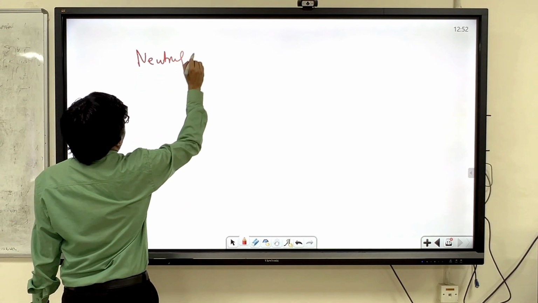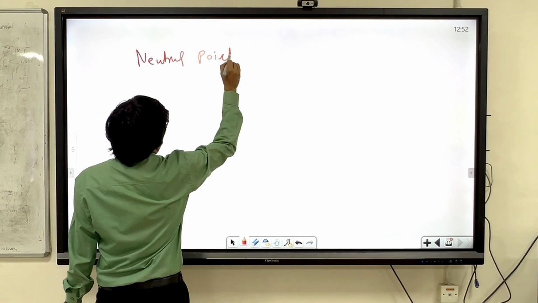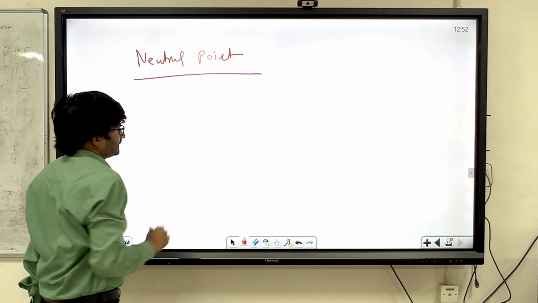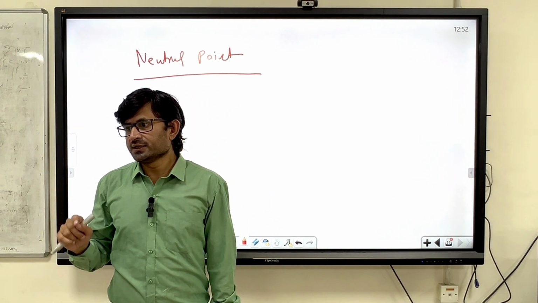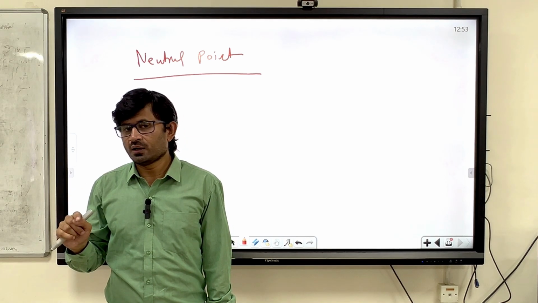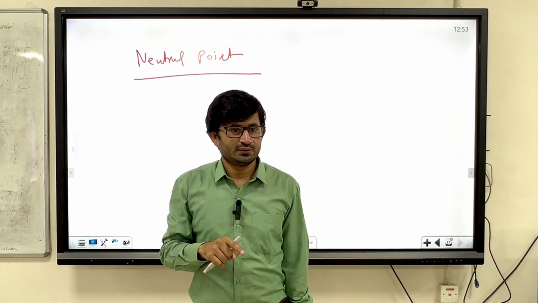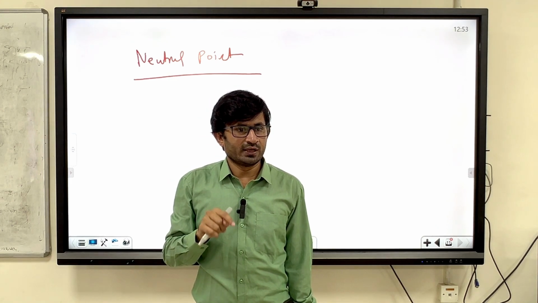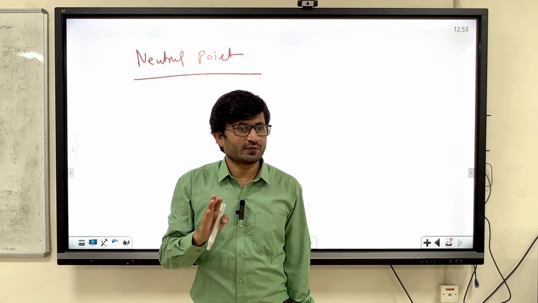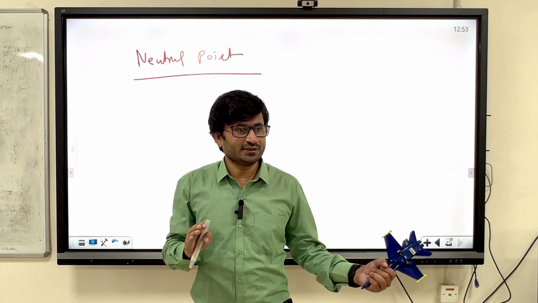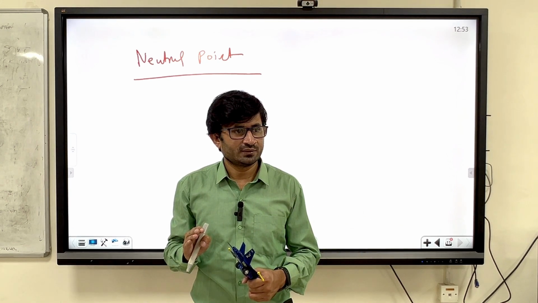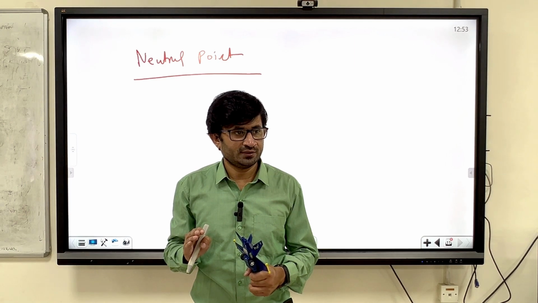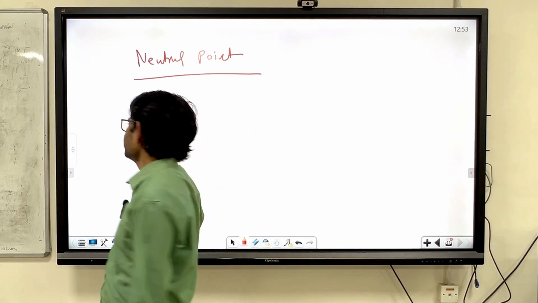Neutral point. Okay. So neutral point is the aerodynamic center of an entire aircraft. At the neutral point, you will have Cm alpha equal to 0, because if Cg and neutral point coincide, your Cm alpha will be 0. We will see, no problem.